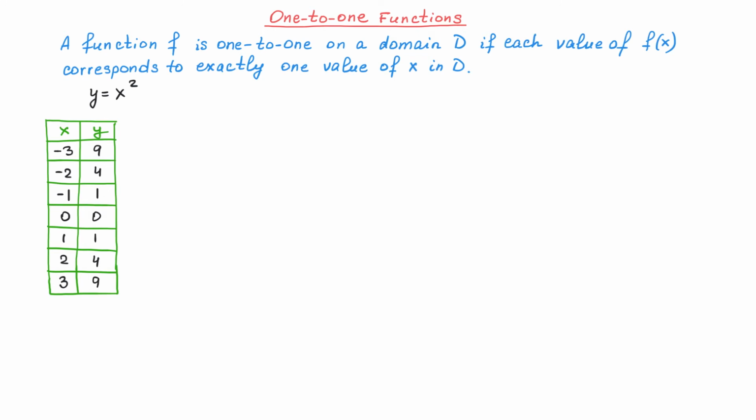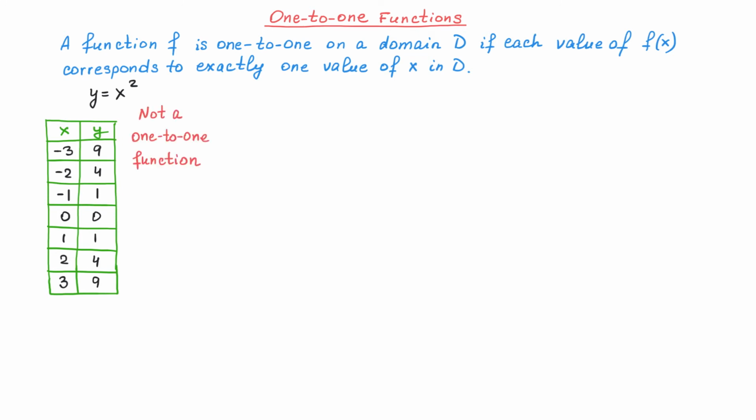When the value of y is 9, we have two values for x, and that is 3 or -3. The same happens when the value of y is 4. 4 has two answers in the domain, 2 and -2. And because of this, this function is not a one-to-one function.